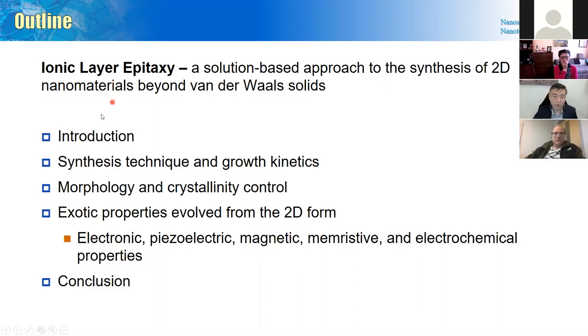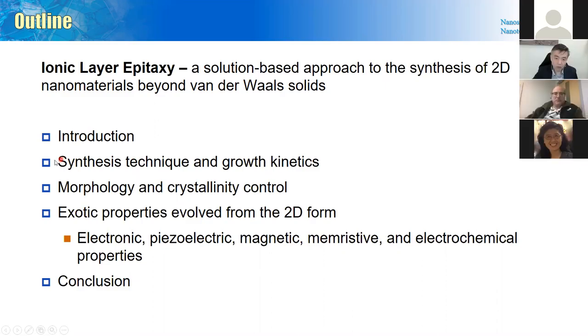In this talk, I will cover a short introduction, then we'll introduce the synthesis technique and the growth kinetics. Then I will show our approach regarding the morphology and the crystallinity control. After that, I will introduce multiple properties evolved from this two-dimensional form, including electronic property, piezoelectric property, magnetic property, transport and memristive property, and also catalytic properties.